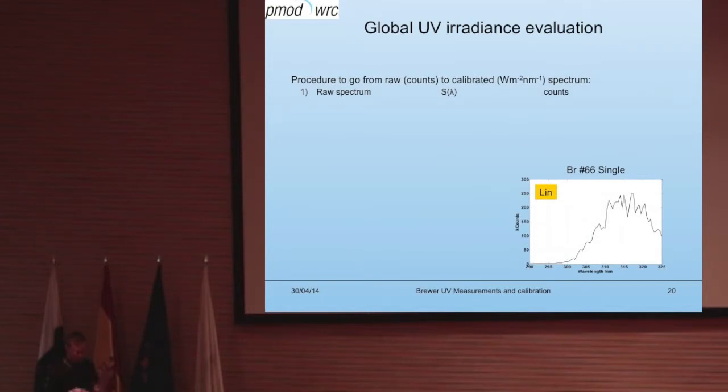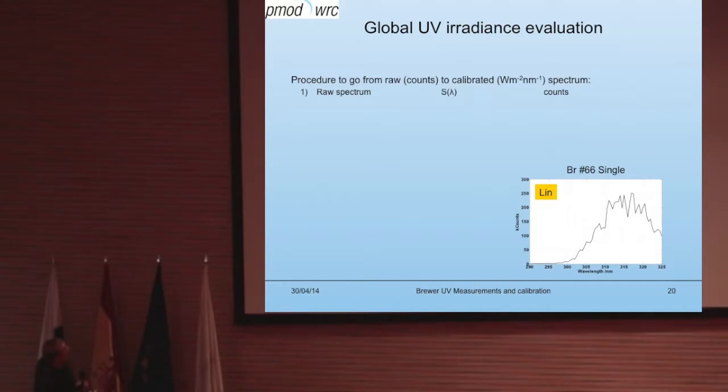That brings me to the end of this presentation. I would like to go through with you a very simple procedure of how you would go from a raw measurement of a solar spectrum to the final product, which is a calibrated irradiance spectrum.